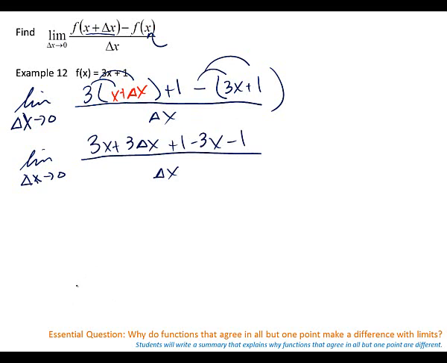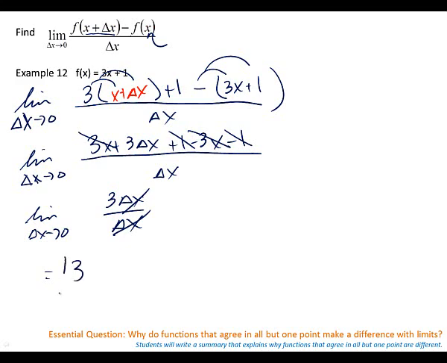All right, now what? The 3x cancels out, the 1's cancel out with 3 delta x. So we've got the limit as delta x approaches 0 of 3 delta x over delta x. What do you know? What happens now? The delta x's cancel. What's left? 3. What's wrong?